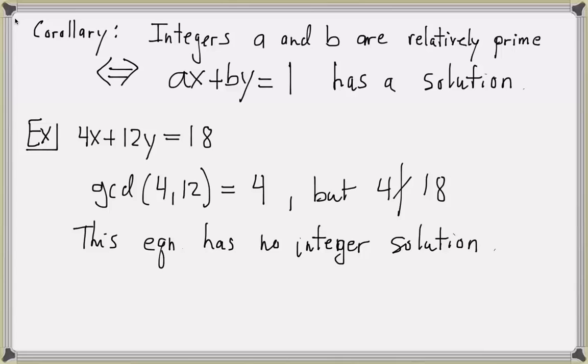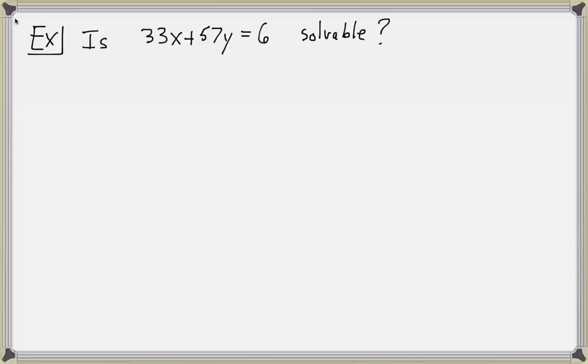How about another example? Is the equation 33x plus 57y equals 6 solvable? Let's investigate. First, we need to find the greatest common divisor of 33 and 57.